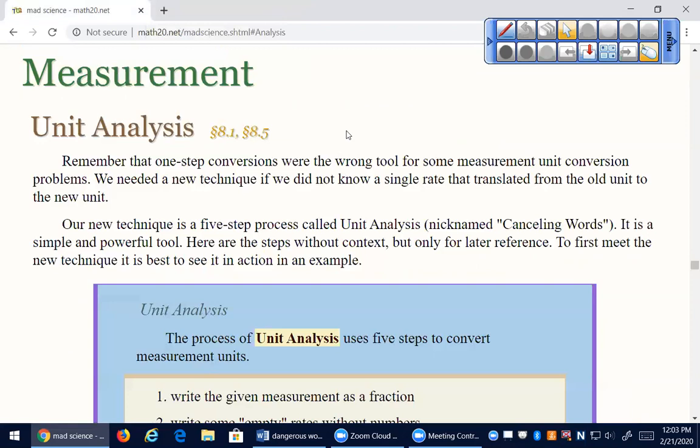Okay, measurement. So unit analysis is a process, as I mentioned before. It's not a process that helps you understand why things work. It's just the efficient way to do things. And it uses fraction multiplication.